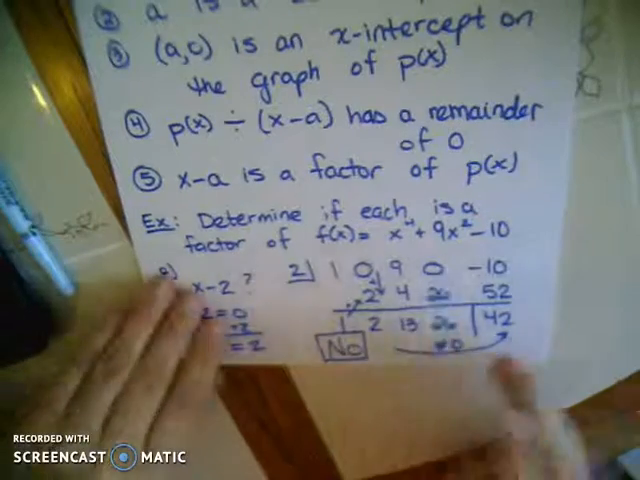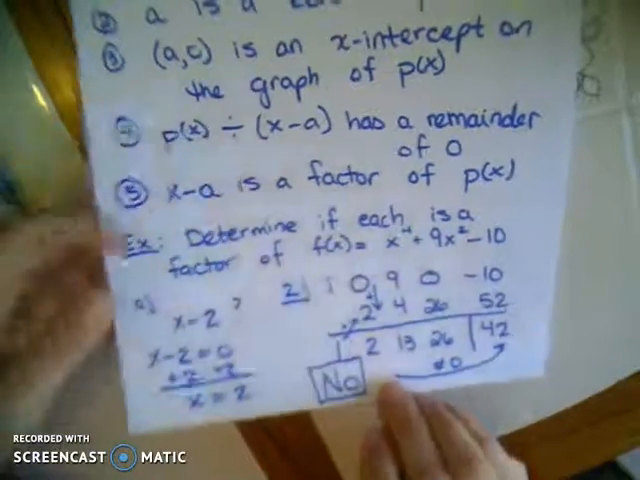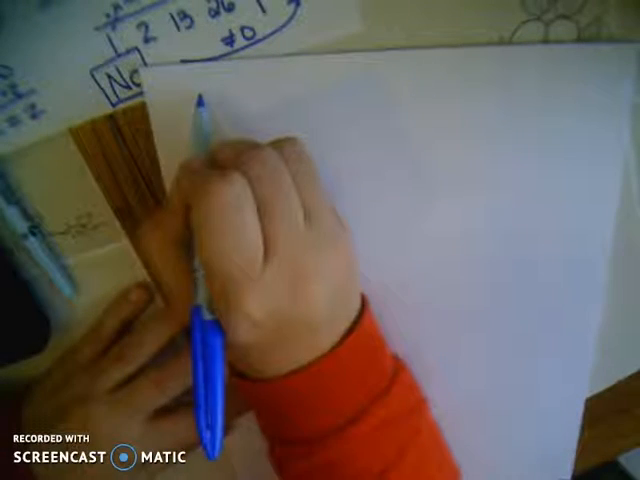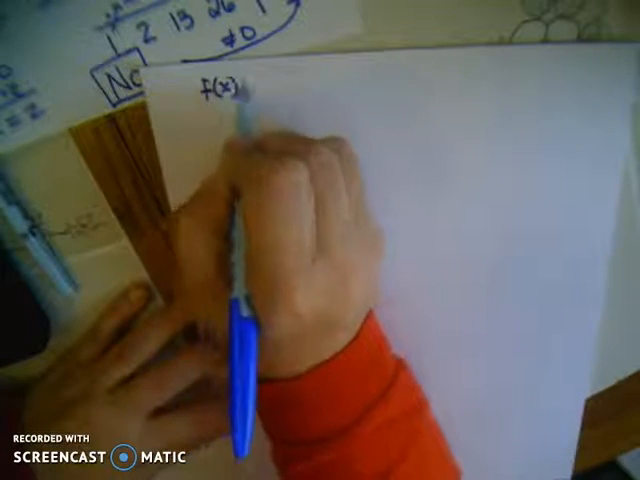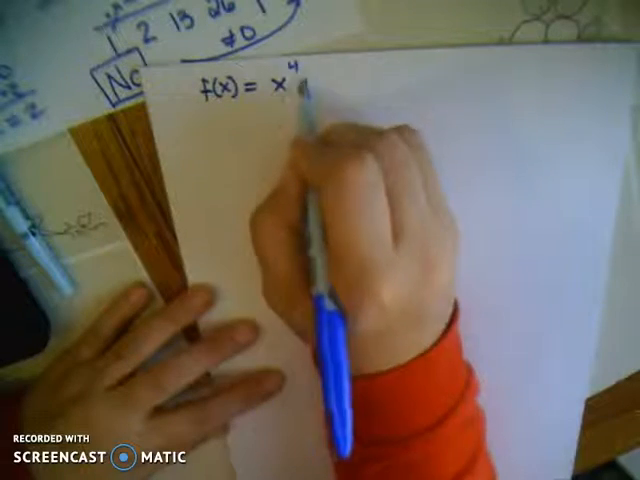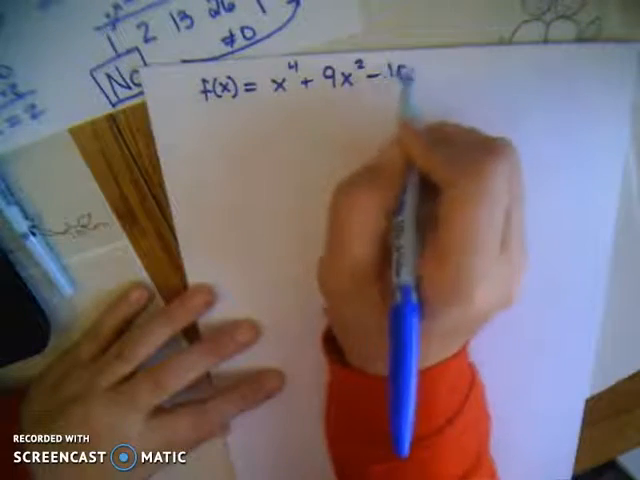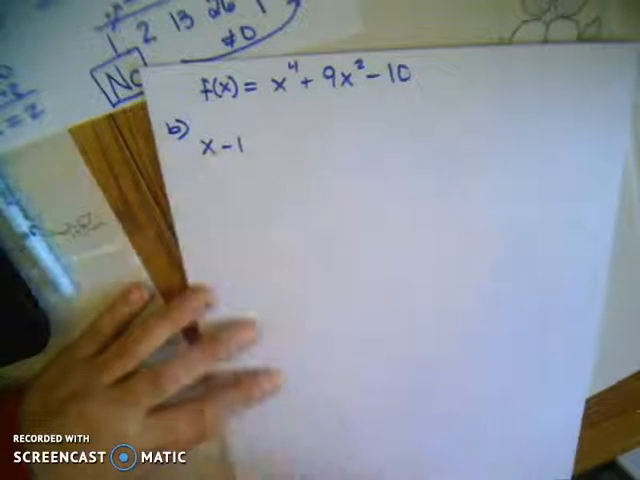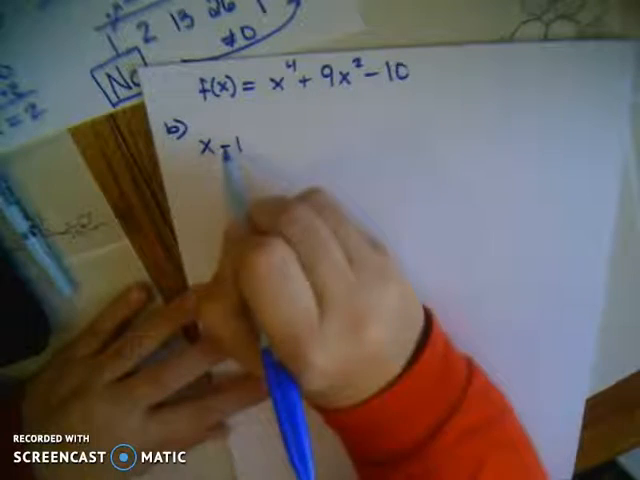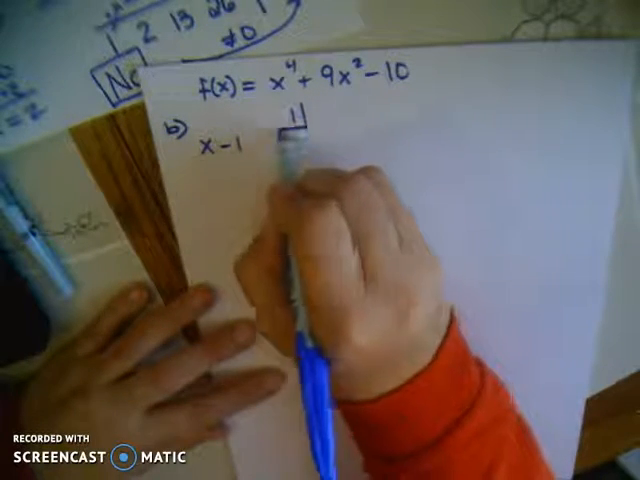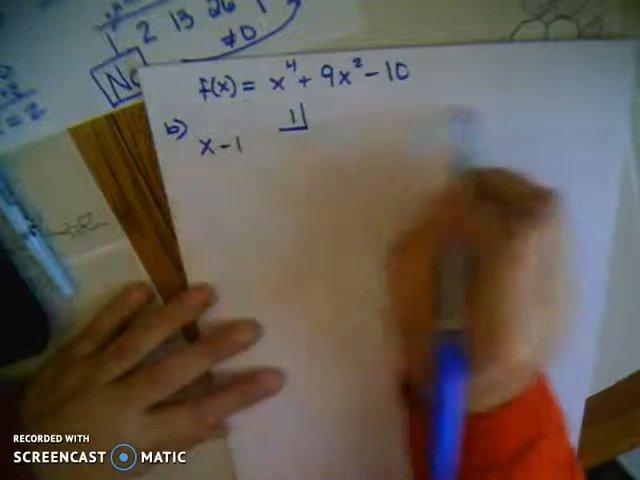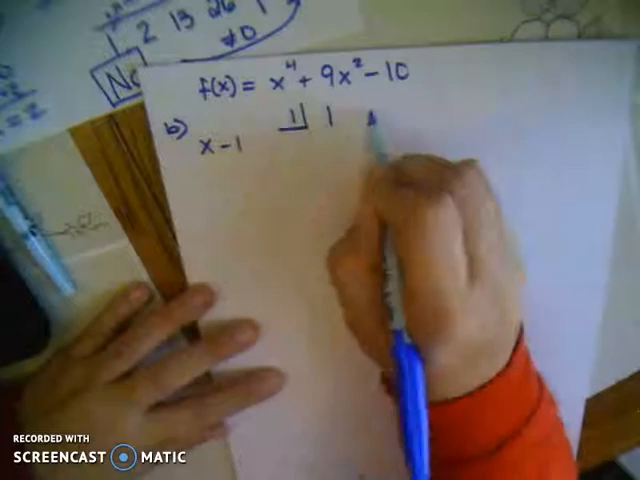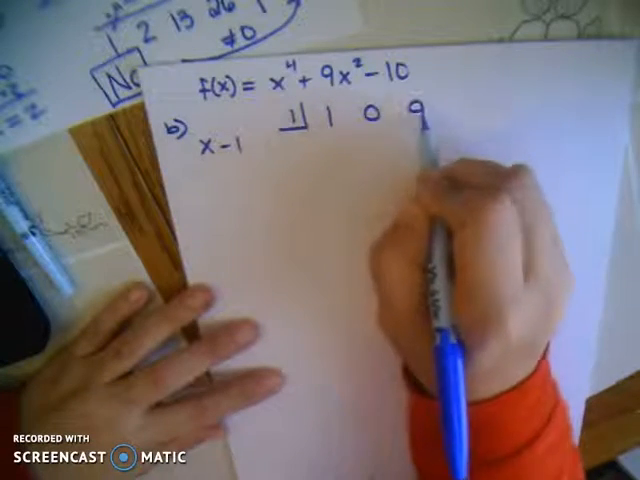So I'm going to use this exact same polynomial, and I'm going to check another one. Hopefully we'll find one that works. So we're still working with f of x equals x to the 4th plus 9x squared minus 10. And this time I'm going to check x minus 1. So opposite sign goes in the box, so a positive one. And we're using that same list of 5 coefficients, 1, 0, 9, 0, negative 10.